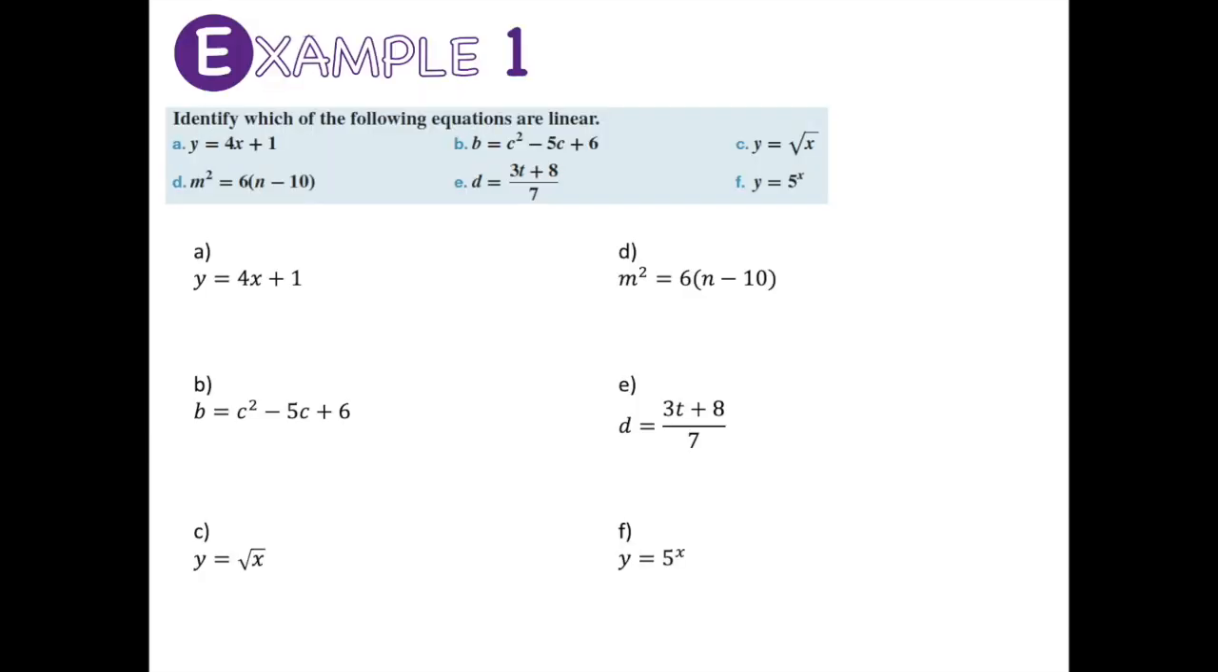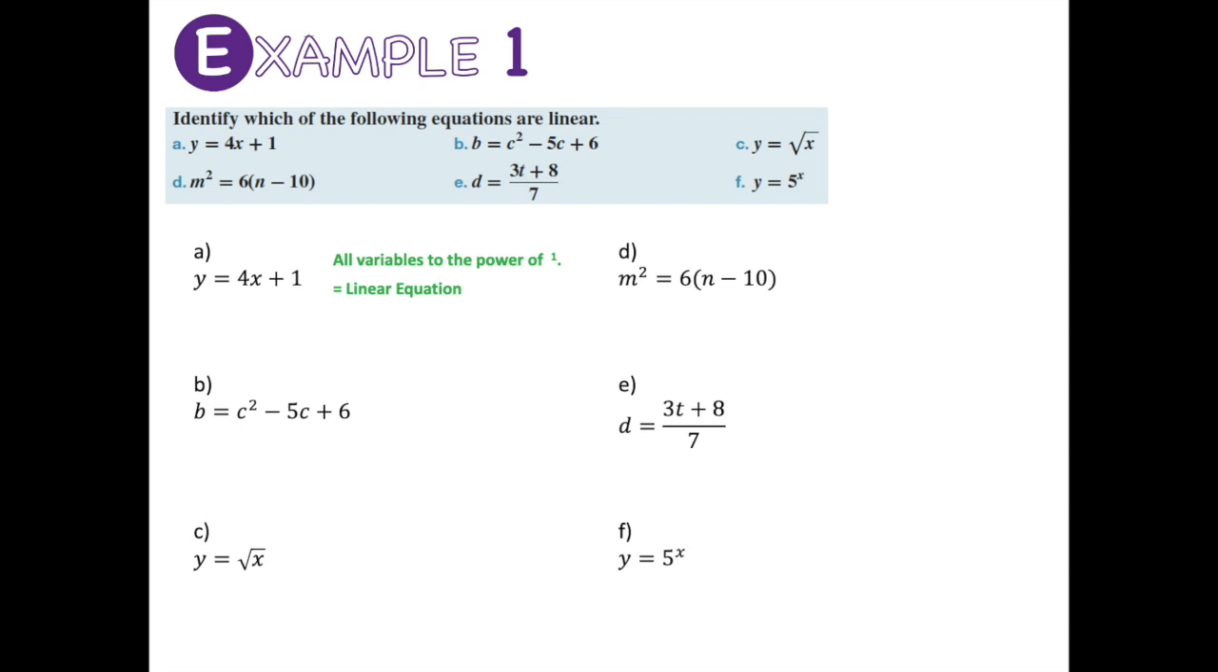The first one is y equals 5x plus 1. We can see that all of our variables only have an index of 1. Therefore, because all of our variables have a power of 1, it is going to be a linear equation.